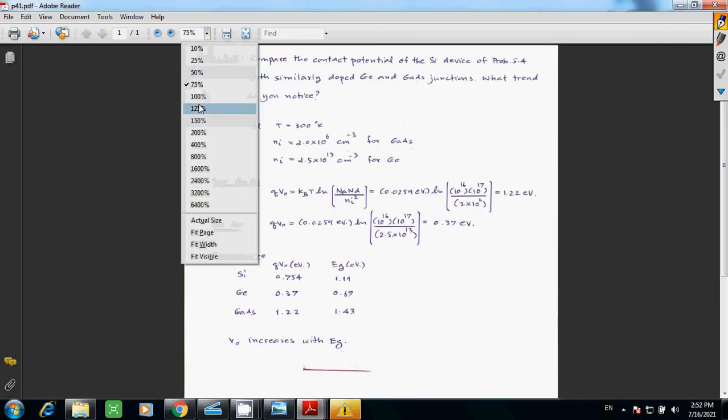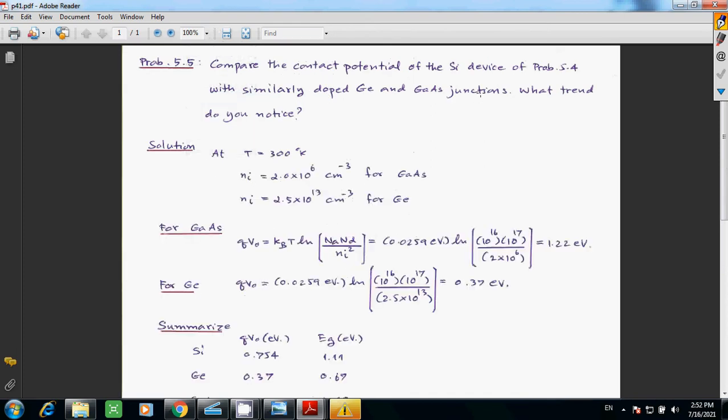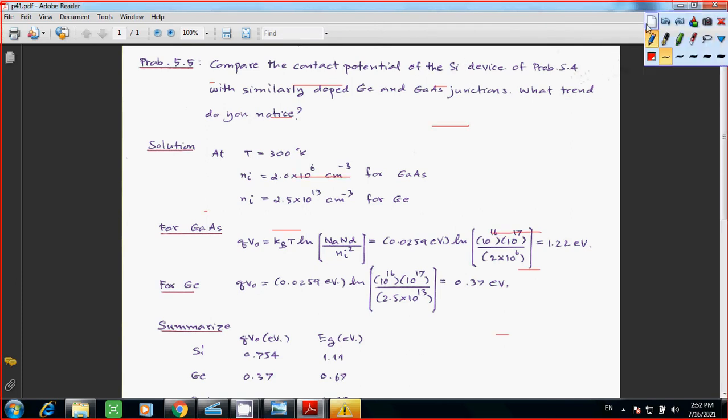Problem 5.5. Compare the contact potential of the silicon device of problem 5.4 from the previous problem with similarly doped germanium and gallium arsenide junctions. What trend did you notice? So we want you to work out germanium and gallium arsenide. We ask you to calculate the built-in potential or the contact potential.